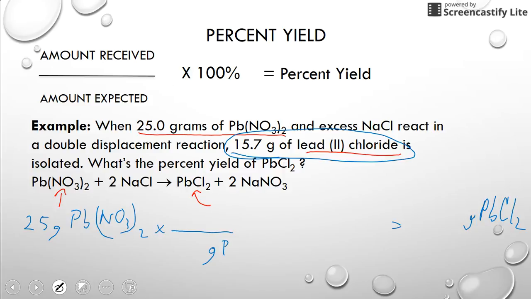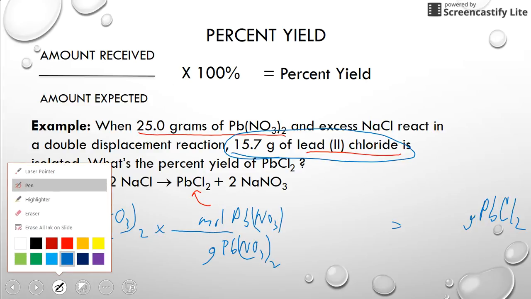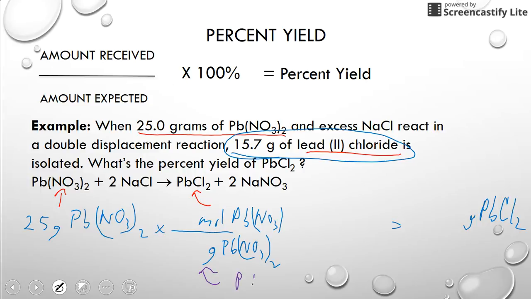from grams of lead nitrate to moles of lead nitrate. We get that relationship from the periodic table. Grams to moles comes from the periodic table, and anything that comes from the periodic table is going to be 1. I did the work here already. You add 1 lead, 2 nitrogens, and 2 times 3, 6 oxygens, and you get 331.2 grams in 1 mole of lead nitrate.